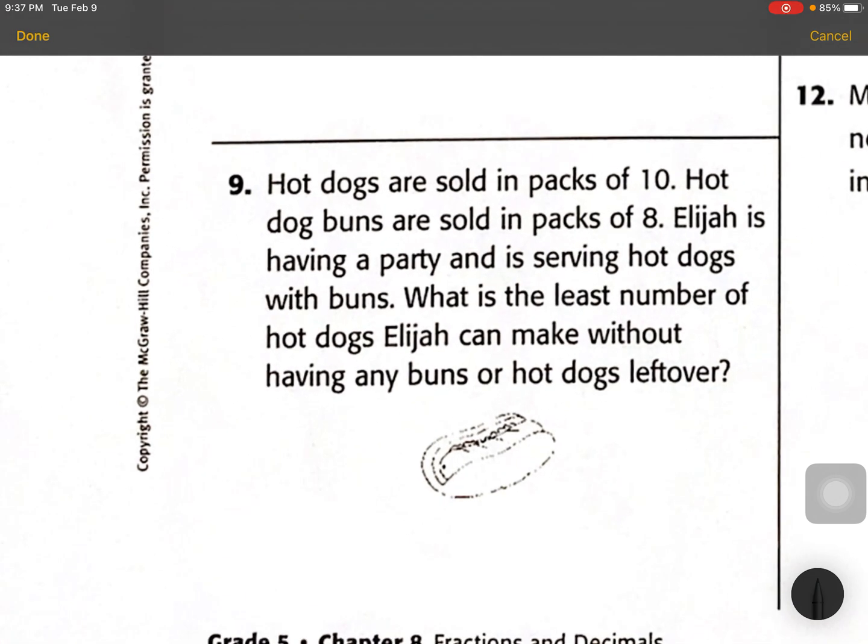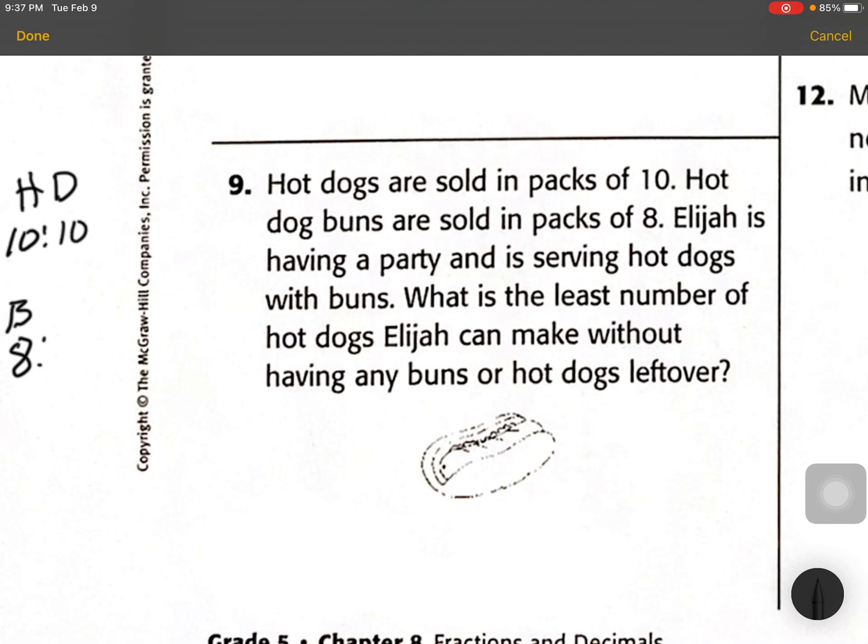Oh, the ever elusive hot dog one. Okay, hot dogs are sold in packages of 10. And buns are sold in packages of 8. Elijah's having a party and is serving hot dogs with buns. What is the least number of hot dogs Elijah can make without having any buns or hot dogs left over?